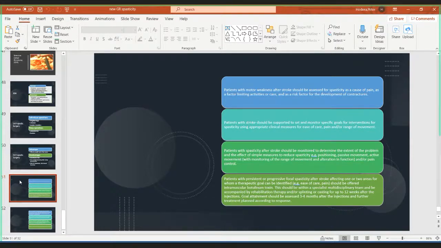You should monitor them, and for persistent or progressive focal spasticity after stroke, I think the standard of care and first-line therapy should really be botulinum toxins. We are also going to expand our offer with Dr. Holiday, so you can refer your patients to our botulinum toxin clinic. It's usually four times a year, every three months.